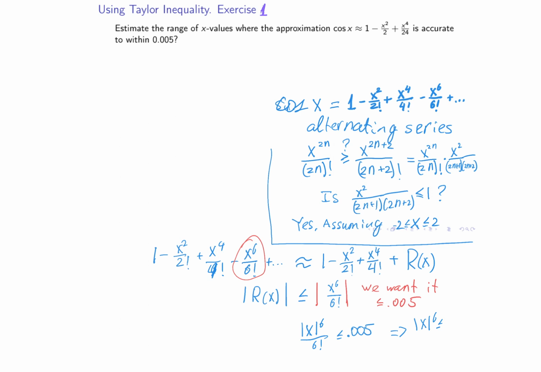let's compute that. So we have 6 factorial times 0.005, which is 3.6. So the absolute value of x itself is less than or equal to the sixth root of 3.6, which is, well, not even approximately, less than or equal to 1.237. So that's the interval of x values in which our approximation is within the given bound.